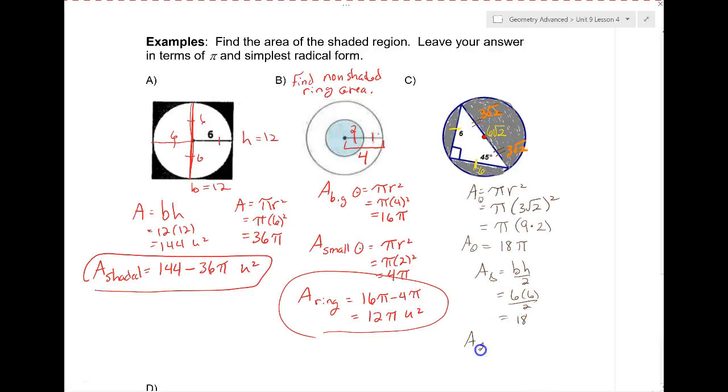So the area that's shaded is going to be the circle, 18 pi, minus the area of the triangle, which is 18. Now guys, some of you are like, oh, let's combine these. You can't, because remember the pi is like a variable, so it makes them unlike terms with each other.